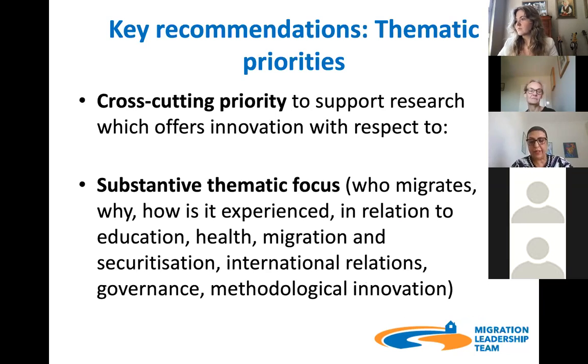In terms of the key recommendations, these are divided into three sections, and the first of these relates to thematic priorities. The cross-cutting priority of the strategic agenda is to support research which offers innovation in relation to four dimensions. The first is to advance conceptual understandings of migration and mobility. The second is to expand the geographical foci of research. The third is to promote interdisciplinary collaborations, especially where disciplines are not working together very often. And fourthly, to break new ground and to promote methodological risk taking.